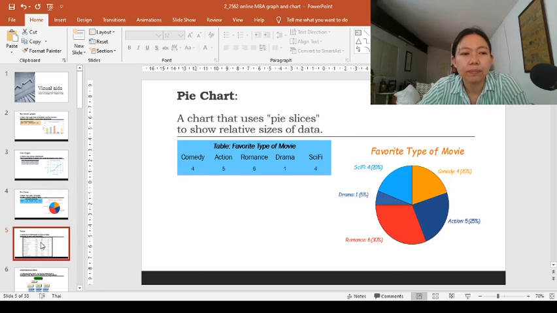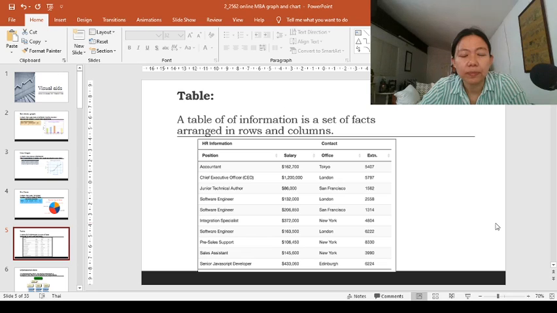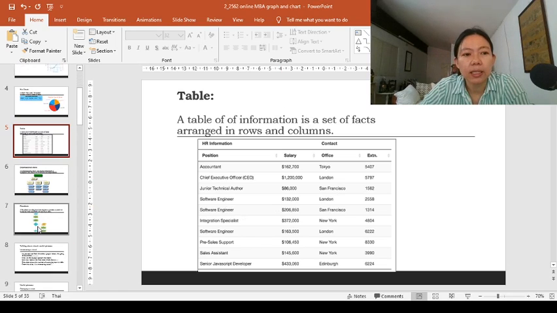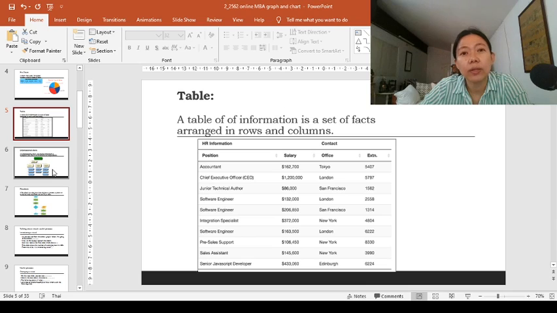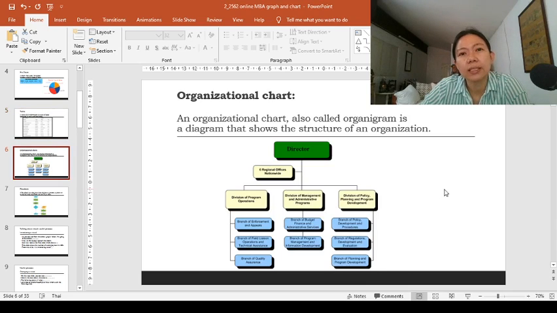Next is a table. A table is a set of facts arranged in rows and columns. So here we have information from human resources. The information is about different positions in the company and the salary for each position along with the contact details. The next visual that you can use is the organizational chart.